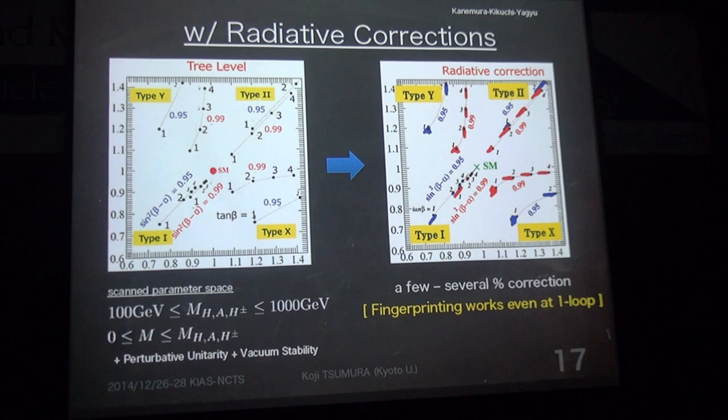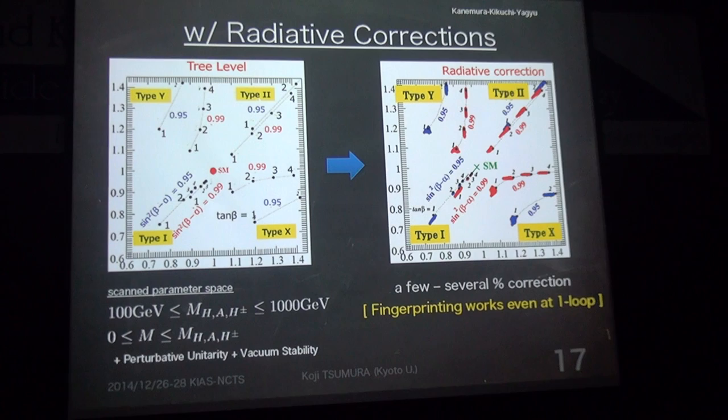In the morning session, Professor Low told us we need to go to the loop level, and this is a trivial prediction. In two-Higgs-doublet models, there can be a very large non-decoupling effect in the loop. Kanemura-san and his collaborators scanned this kind of parameter space, assuming the unitarity constraint and the vacuum stability constraint, and evaluated the quantum correction to the Higgs coupling. The result is this plot. Basically, there can be a few or several percent correction to the Yukawa coupling. But I want to emphasize that the fingerprint method is still possible and works even under the radiative correction.